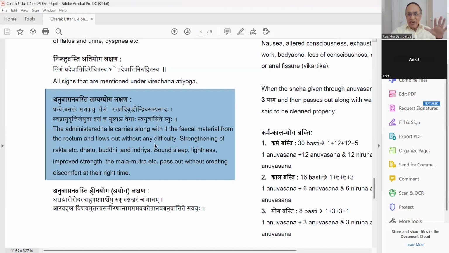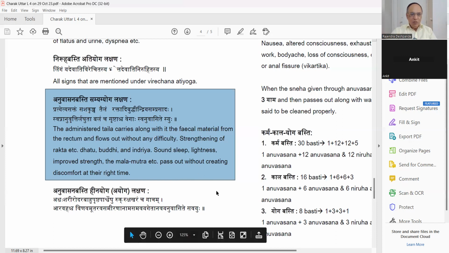And it flows out without any difficulty. Good defecation, good micturition, strengthening of Rakta Dhatu, Buddhi and Indriya, everything fantastic. Sound sleep, lightness in the body, improved strength. The Mala Mutra pass out without creating discomfort at the right time. I think everything is fine and fit. I think this is very common in Vamana, Virechana, Basti. So if you remember one thing when understanding proper, then anything you can write. Okay.